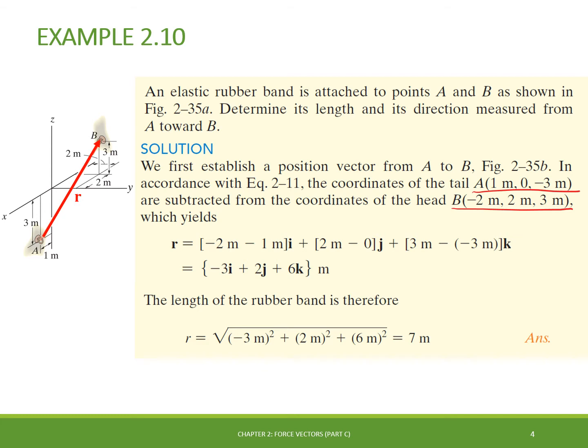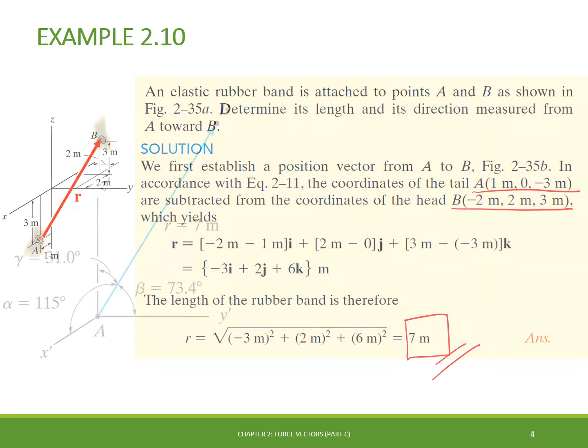Finally, we can calculate the length of the rubber band simply by taking the magnitude of the distance vector, given by the square root of the sum of the magnitudes of its x, y, and z components, which gives us the final answer of 7 meters.